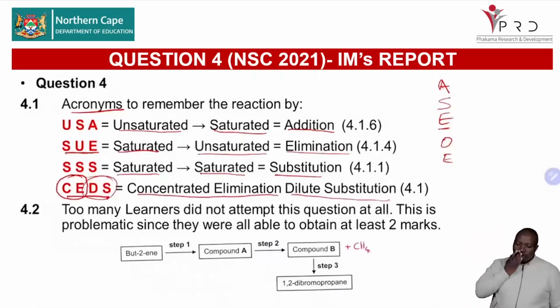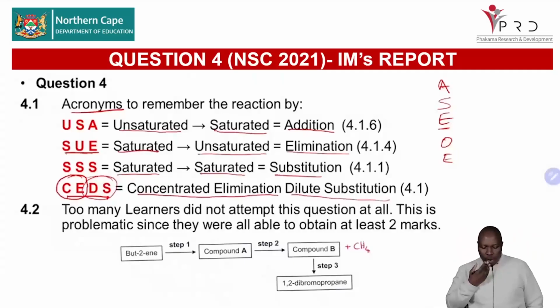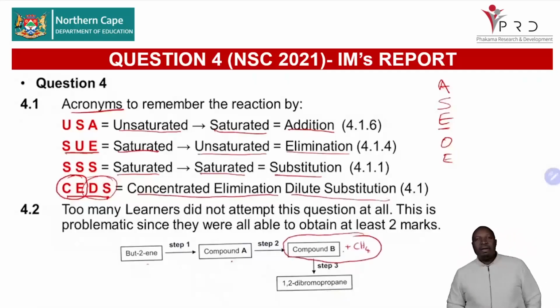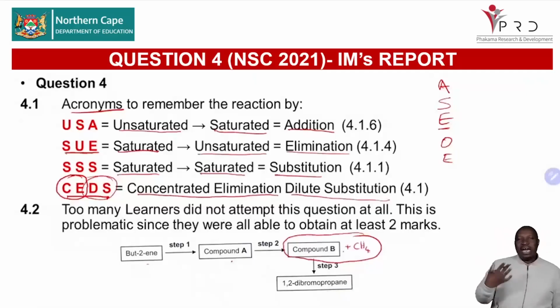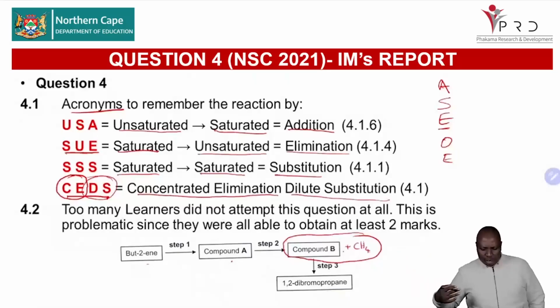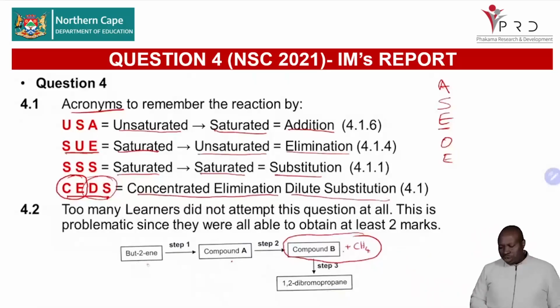And then this was the question that learners were asked in 2021. Too many learners did not attempt this question at all. In this question, learners were given butene, compound A, compound B, and 1,2-dibromopropane. And what learners didn't see here was that the reaction that took place here is cracking. Remember, the cracking in our syllabus is cracking of alkanes. We break down larger alkanes into smaller, more useful ones. So in this case, we had butene, and for it to undergo cracking, it must first become an alkane.